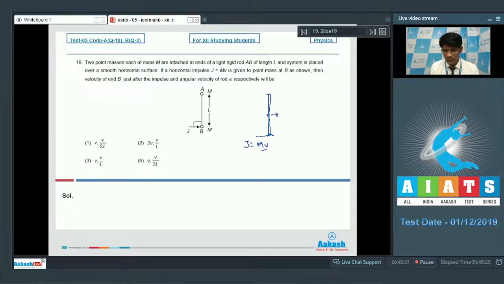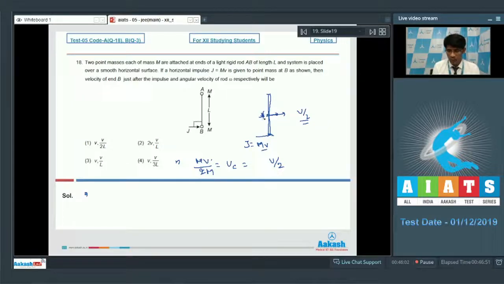Let this be the center of mass. So how much would be the velocity of the center of mass effectively? It will come out to be capital MV divided by 2m, that is the velocity of center of mass, and that is coming out to be V by 2.